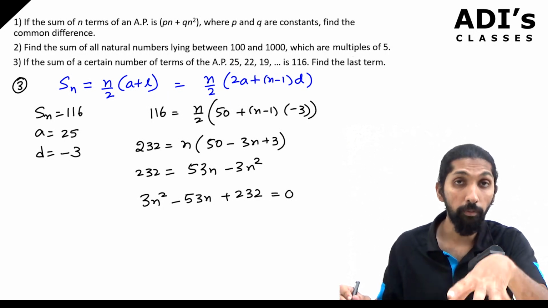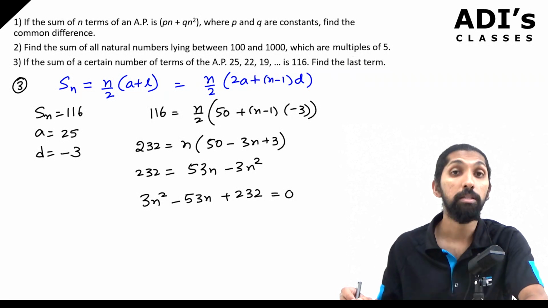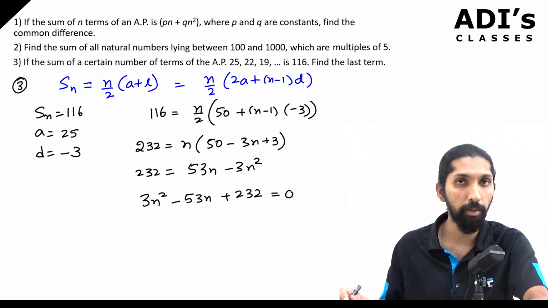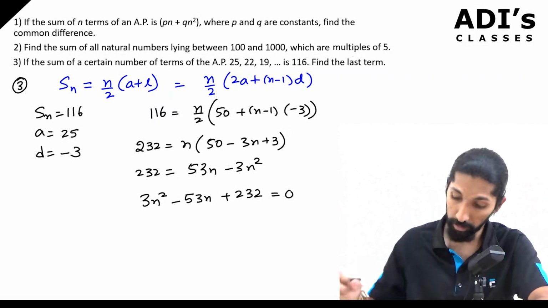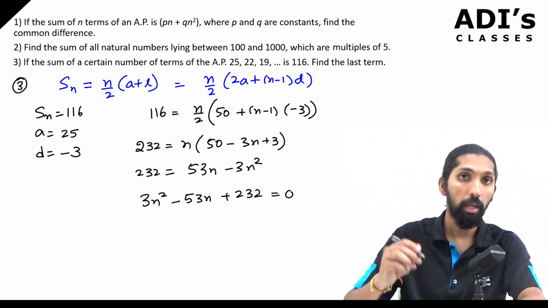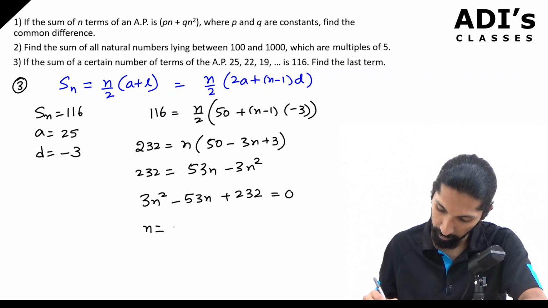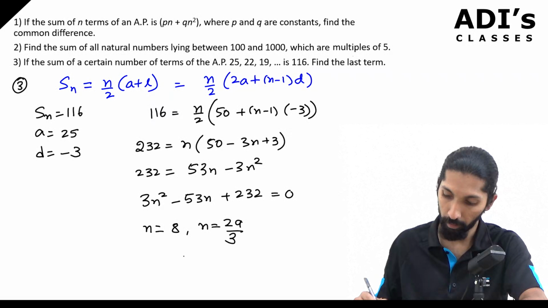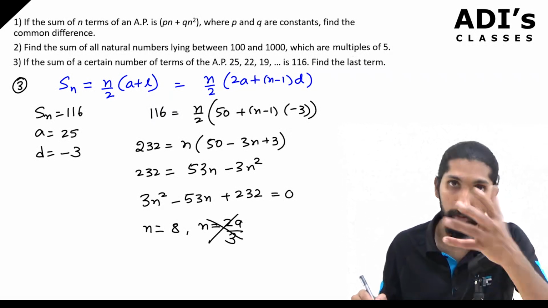Now we have to split. Remember the factorization method? Split the middle term, and once we split the middle term, we can figure out the value of n, like what we can discard and what we can keep. So let's figure out what the factors are now. If you solve this, we'll get n is equal to 8 or n is equal to 29 divided by 3. Now we know that this is not possible. I mean, you cannot have a decimal number of terms, right?